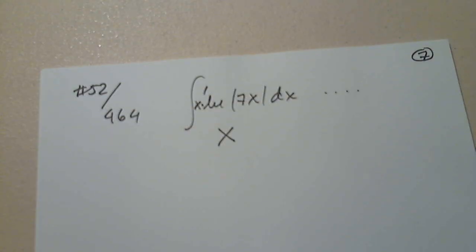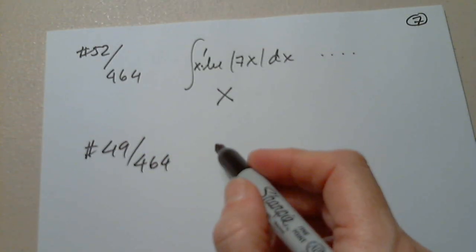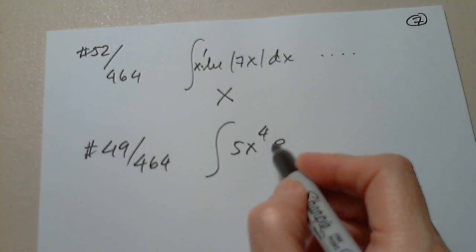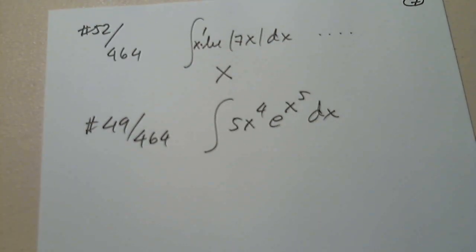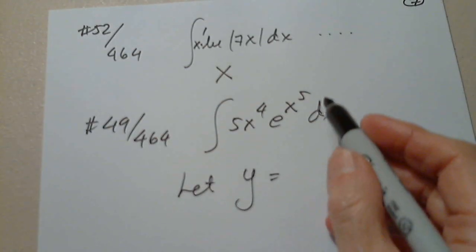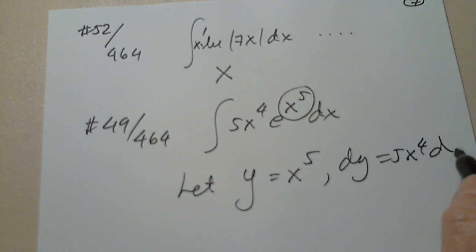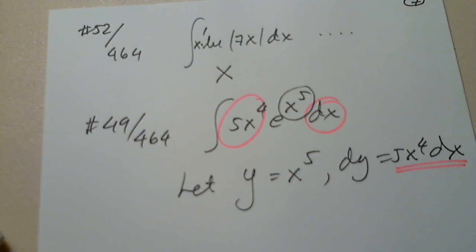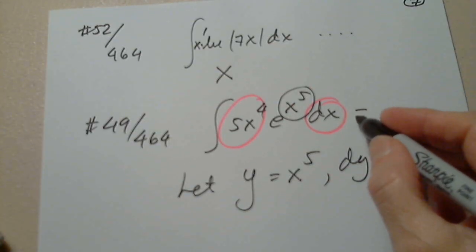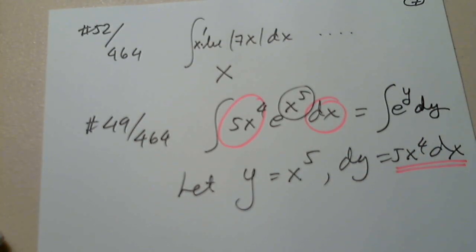49. 49, yes, 49 works. 49 on 464. We have the integral of 5x to the 4th times e to the x to the 5th dx. So this is a typical situation for substitution. I'm going to say let y equals x to the 5th, because dy is 5x to the 4th dx. And this is exactly what I need. So 5x to the 4th dx is just dy. So therefore, the integral reduces to e to y dy, which is extremely elegant.